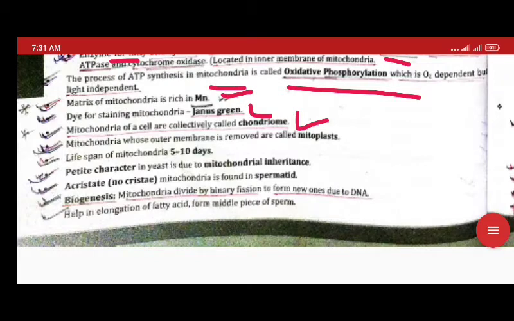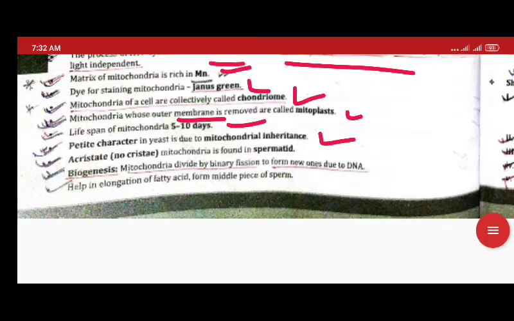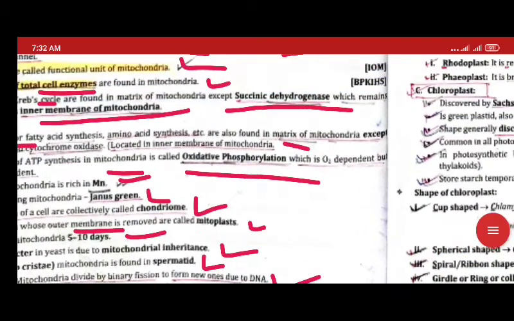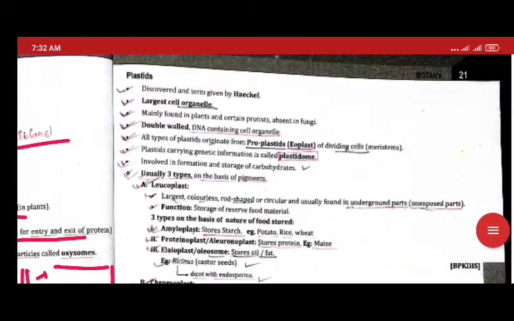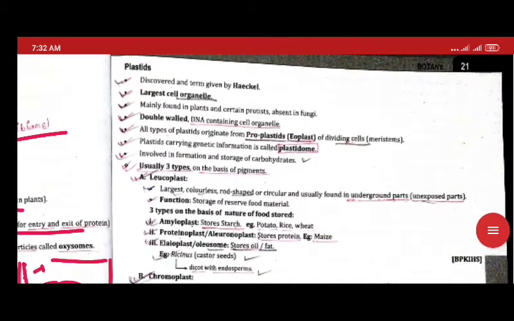Now when the mitochondria outer membrane is removed, it is called a mitoplast. Lifespan is up to 10 days, or you can say 1 week. Now the petite character in yeast is mitochondrial inheritance. No cristae in sperm. Now biogenesis: mitochondria divide by binary fission to form new ones, due to DNA, which helps in formation of the middle piece. Fatty acid: two enzymes, ATPase and cytochrome oxidase, are not contained in the matrix, but on the inner side of the membrane.